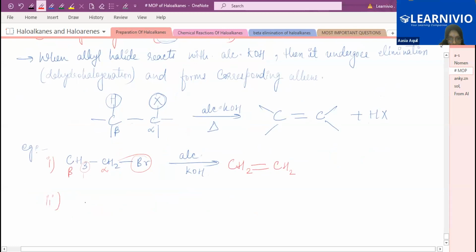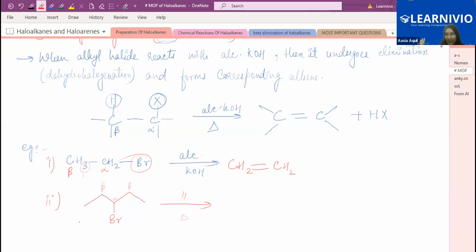Okay, so if it is, now tell me. Same. Alcoholic KOH and in the presence of heat. See, if it is now, you can check it. This is your alpha carbon, but there are two beta position. There are two beta carbon. अब हम कहाँ से remove करें hydrogen को? But if it is a symmetrical type of molecule, तो आप कहीं से भी remove करा सकते हो. The answer will be same.